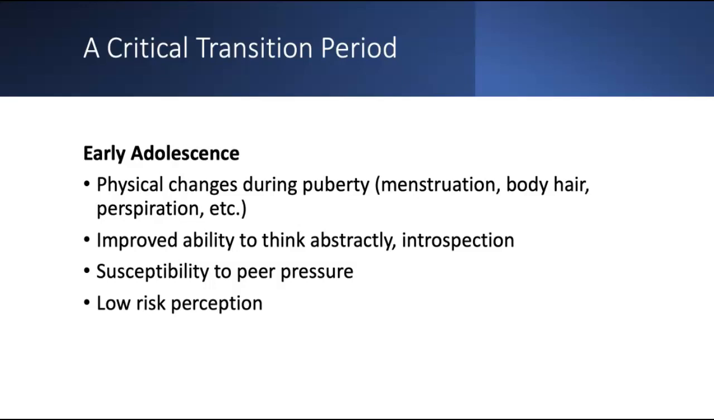Adolescence is a very critical transition period. You start off with the physical changes during puberty. You have the improved ability to start thinking a little bit differently, some introspection. You have more susceptibility to peer pressure, and you have this perception of low risk, that it's not going to happen to me. So they tend to be a little bit more risk takers.